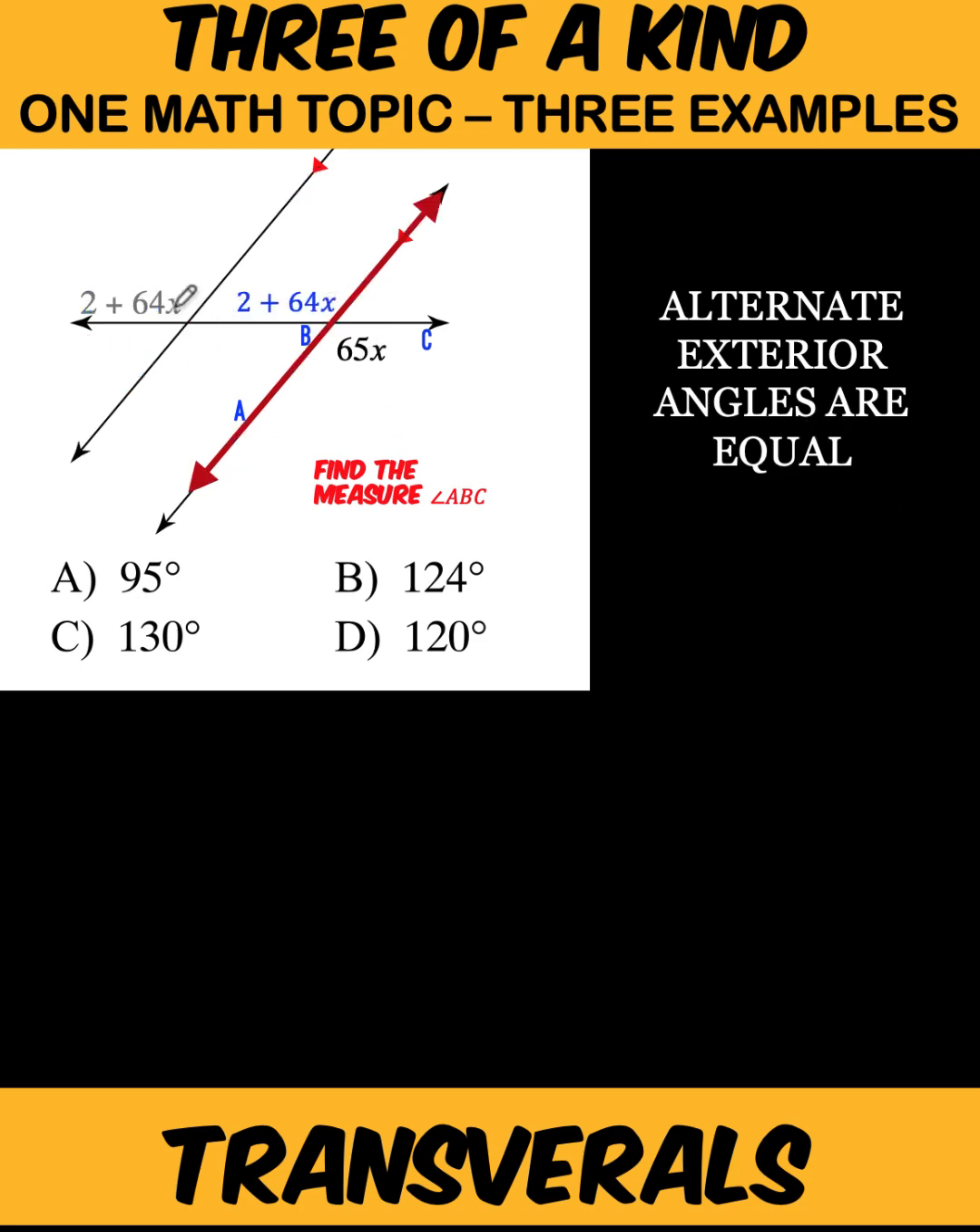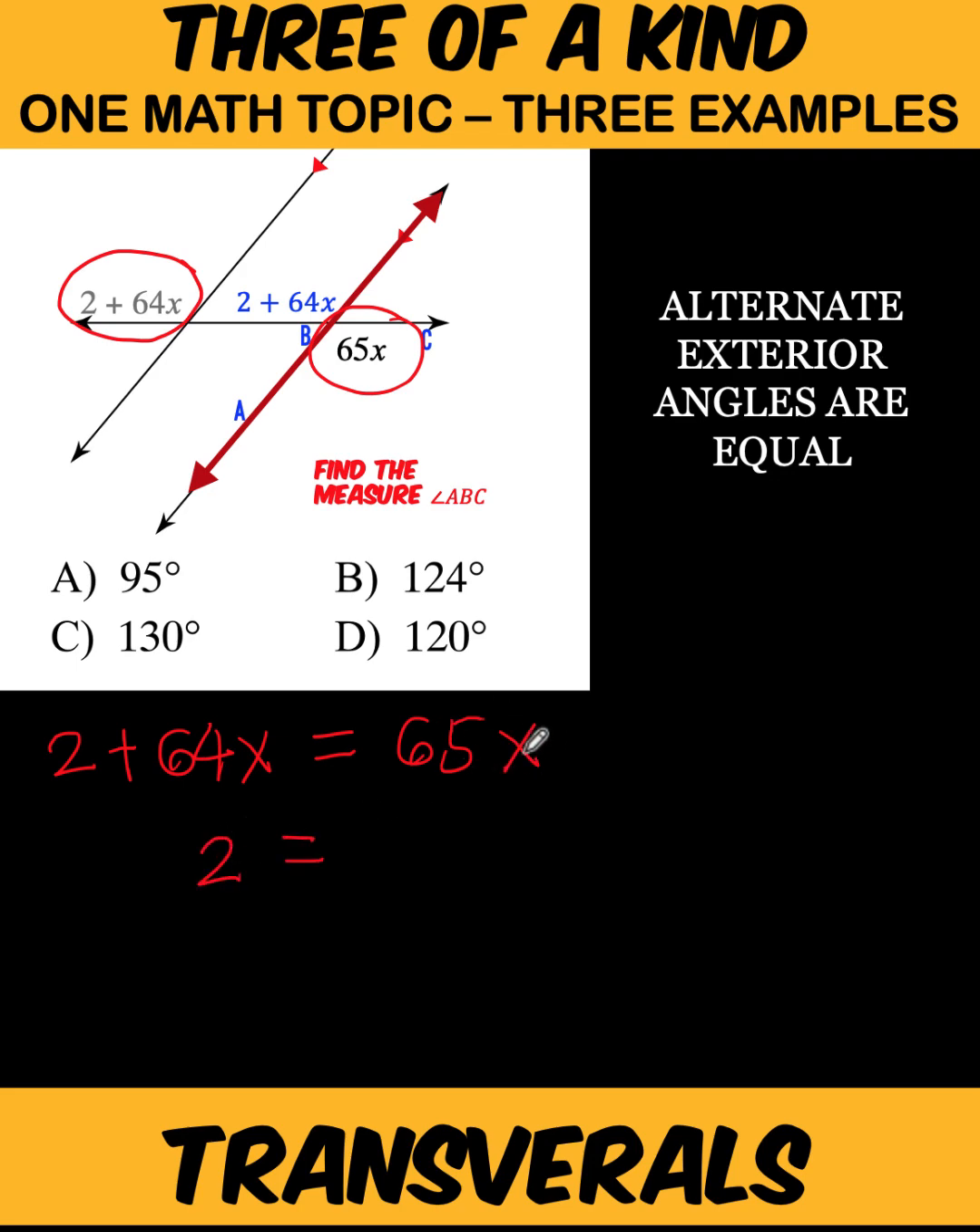So to solve now this problem, we take these 2 alternate exterior angles and equate them. So the equation is 2 plus 64x equals 65x. Then we subtract 64x from both sides to get 2 at the left, but at the right is 65x minus 64x, which is 1x. And therefore x is equal to 2. Then, to find out the value of angle ABC, we have here 65x, where x is equal to 2. So 65 times 2 is 130. And the answer is letter C.